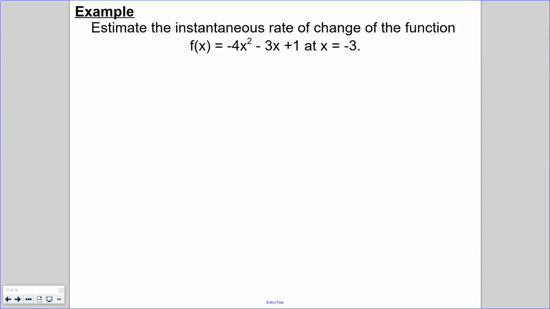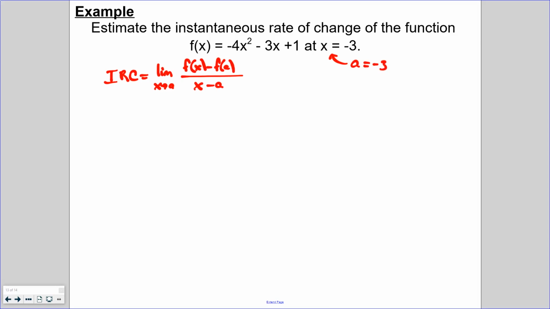All right, so let's take a look at another example for instantaneous rate of change. And here we want to estimate the instantaneous rate of change of the function f of x equals negative 4x squared minus 3x plus 1 at x equals negative 3. All right, so we are trying to find the instantaneous rate of change, so we should probably start out with our instantaneous rate of change formula. And as we said before, instantaneous rate of change is finding the slope of the tangent line, so we're going to use the limit as x approaches a of f of x minus f of a all over x minus a. And in our particular problem, we can see that a is going to equal negative 3.